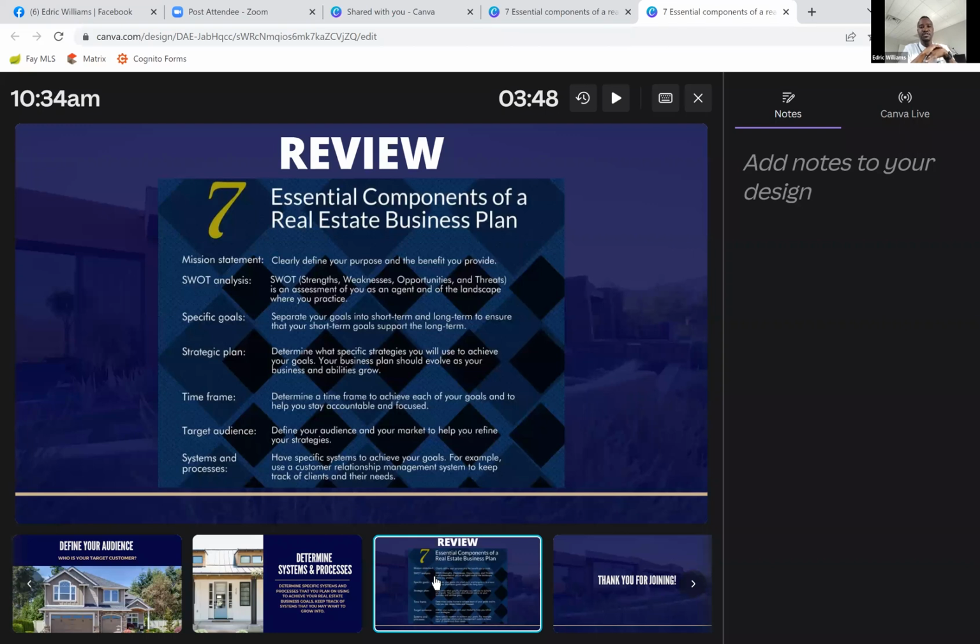So identify your target audience. Who are the people you want to serve, and who are the people that can benefit from your services? And then you can hone in on the skills that you need to be able to provide them with the best service.